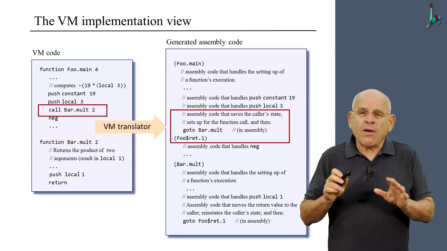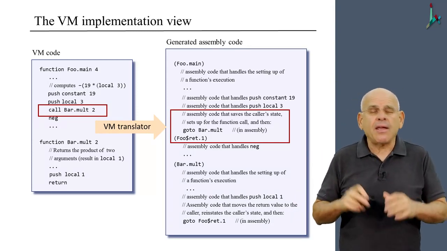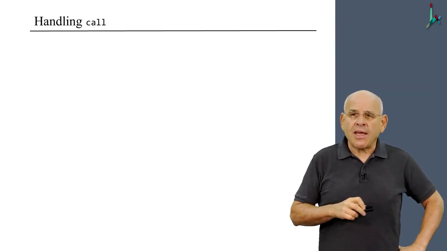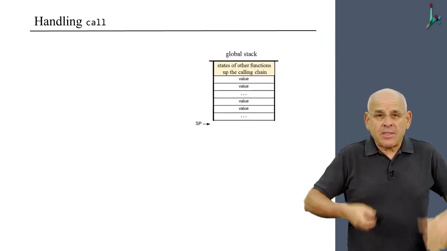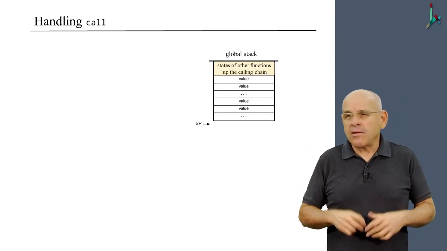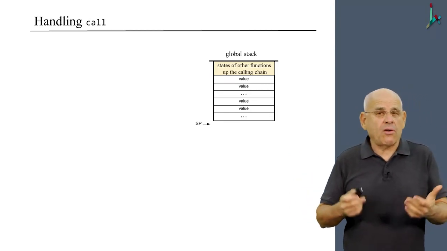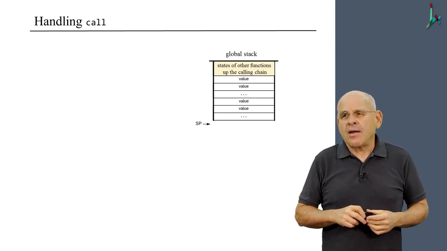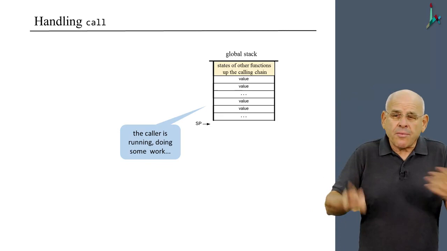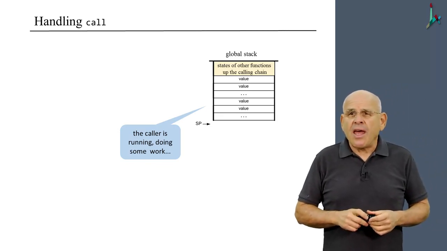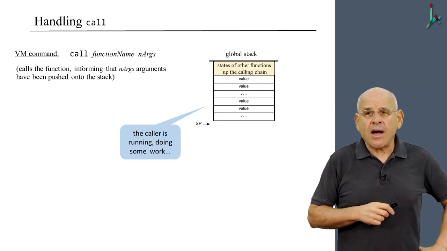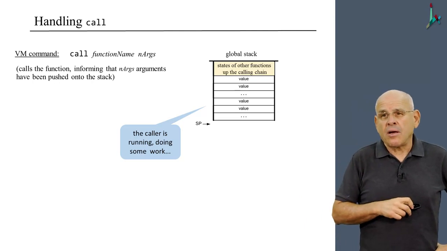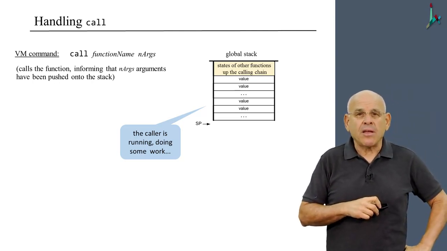All right, so now we're going to explain exactly what we have to do with this pseudocode here on the right. So let's see, handling a call. We begin with some global stack that includes all sorts of stuff. And obviously at the tip of the stack, we see the working stack of the current function. So the caller, the current function, is doing all sorts of things. And then all of a sudden, we encounter a call some other function command, and we have to implement this command using assembly.